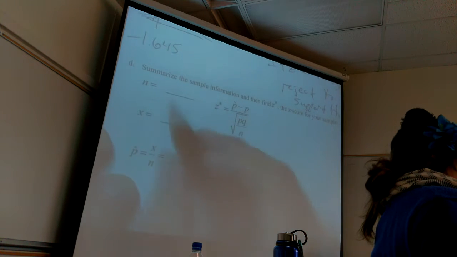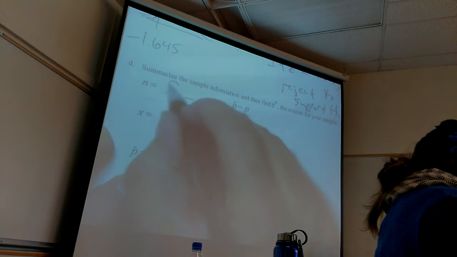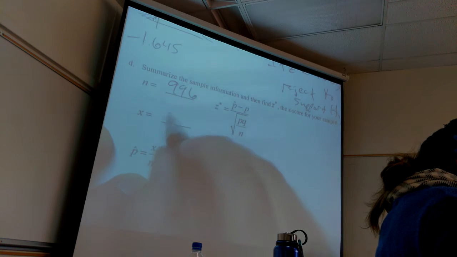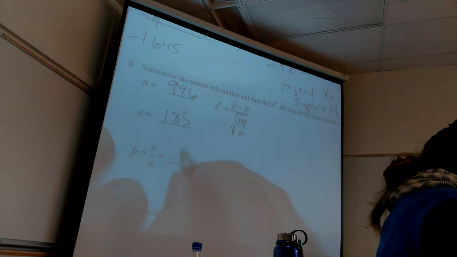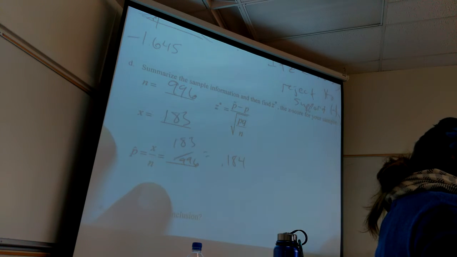All right, here we go. So what about finding Z star? What's N? 996. What's X? 180. What's P hat? 183 over 996. Yeah, 183 over 996, which is 0.184. It sounds right.